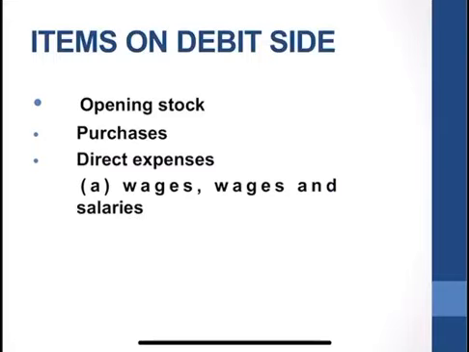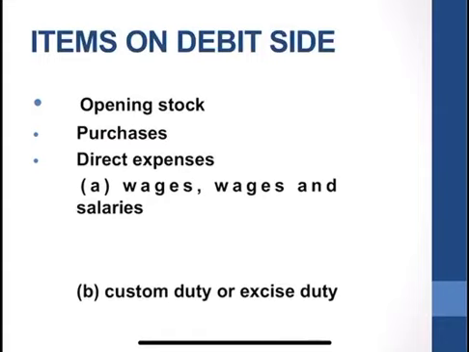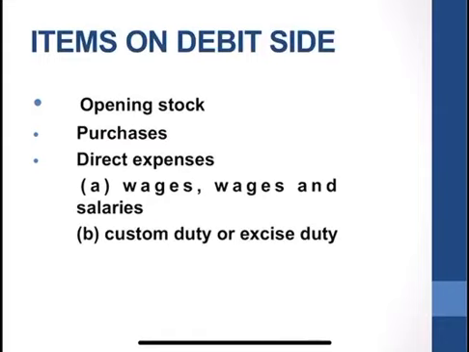For example, we have wages and salaries. Wages is a direct expense, so it is debited to trading account. Wages and salaries, when shown as one account, is conventionally treated as direct expenses and is charged to trading account. Custom duty is paid on import and export of goods.